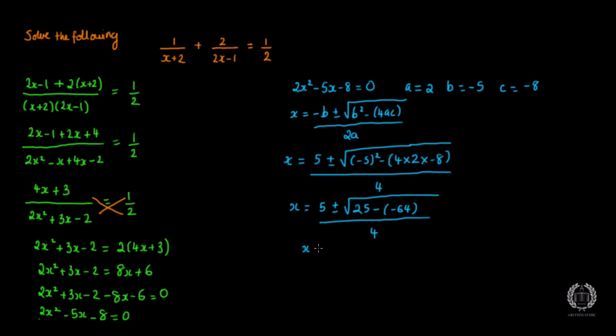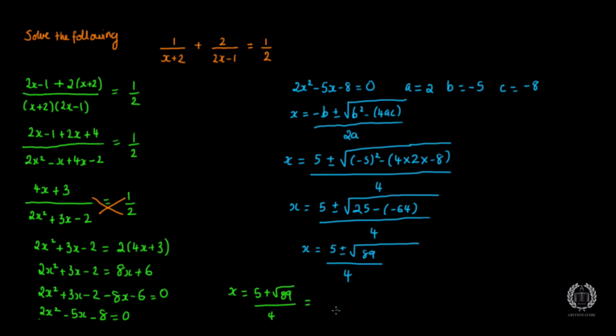So this gives us x equals 5 plus and minus the square root. Minus times minus becomes plus, so you're adding 25 and 64, which gives you 89, over 4. Your two answers are going to be x equals 5 plus the square root of 89 over 4. Whoops, what did I put, 84? Plus the square root of 89 over 4. So if you put that in your calculator and then divide that by 4.